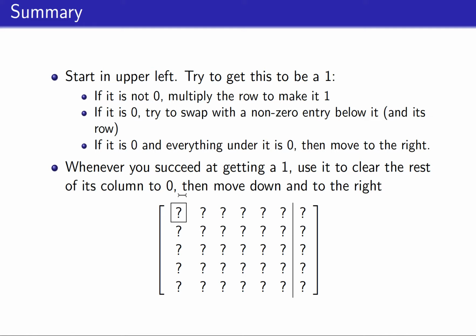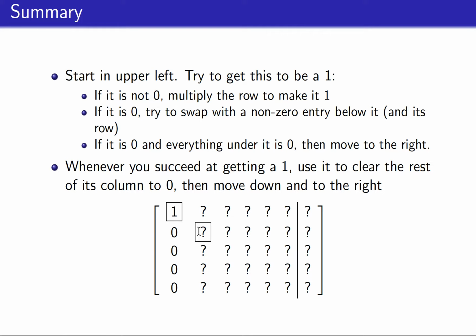So here is my first one. I'm starting in the upper left. I want to turn this into a 1. Okay, let's say I succeed. And maybe one of these things does it, right? Now, once I succeed at making this a 1, I'm going to clear the rest of its column to 0, using operations of type 3 to each of these to turn each of these question marks below it into zeros, like that. And then move down to the right. That is, I'm now looking at this one. Okay. Sometimes people call this a pivot. These things in boxes that I'm turning into a 1. You don't need to know that word. Okay. Again, I'm trying to make this a 1.